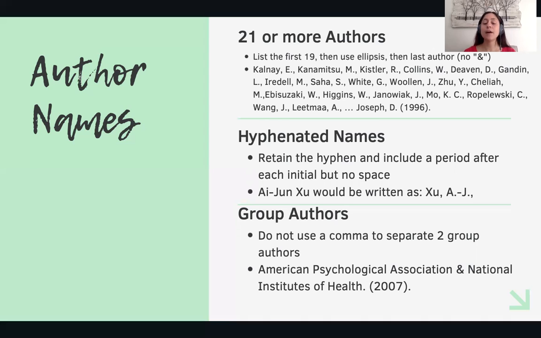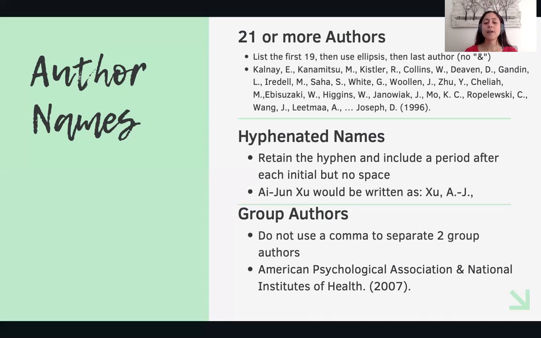Now, a couple of other things that are more special, more unique. Sometimes you may find that the author has a hyphenated name. In order to include them in the reference list, you're going to want to retain the hyphen and include a period after the initial, but no space, okay? So here's an example and how you would write it. Notice that you have the period, hyphen, and then the next initial. There's no space. So it's not a period space hyphen space J. It's a period hyphen J period. Okay, so that's the big difference from what we normally do where we have a space between initials. Here, the hyphen is taking the place of the space.